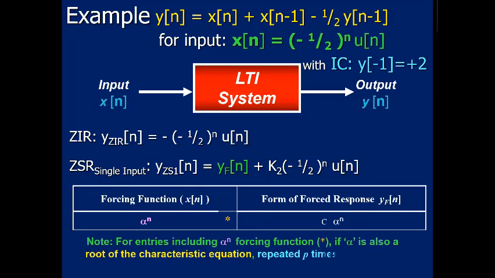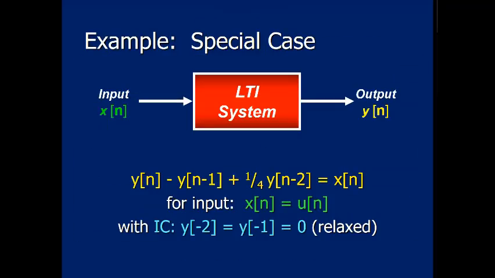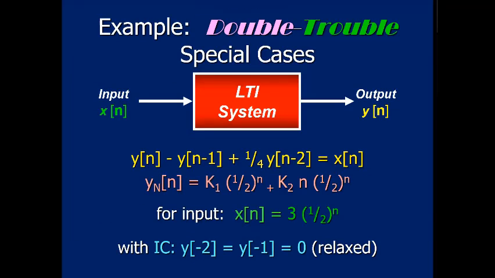Let's see if I can get this to move forward to there. There we go. So if we were going to solve this problem, for the forced response, we would assume yf was c times n squared 1/2 to the n. Solve for that, and then the natural response would still have this form, and we would solve it using the zero initial conditions as well. So they can work in tandem. That can happen.